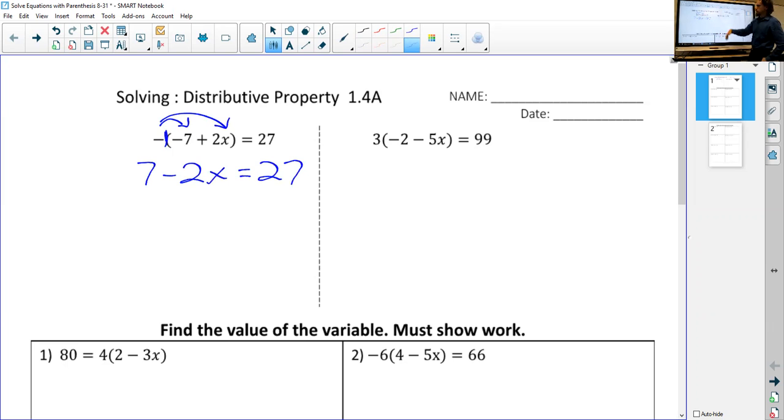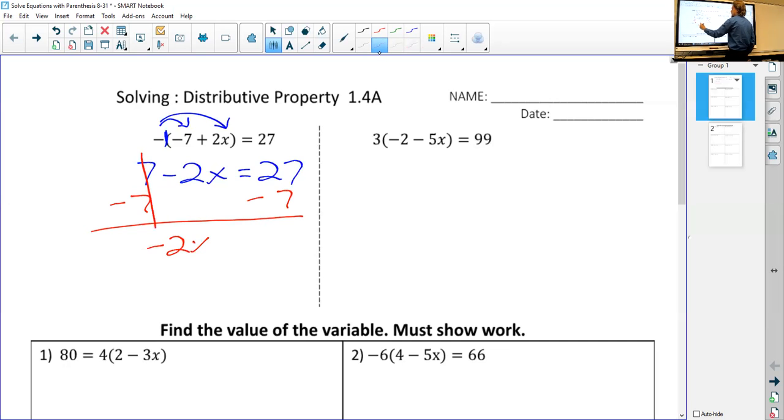Then it's just a two-step equation again. So we get rid of the plus or minus. To get rid of plus 7, we're going to do minus 7 to both sides. We get negative 2x equals 20. And then we divide both sides by negative 2 to get x all by itself. We get x is negative 10.